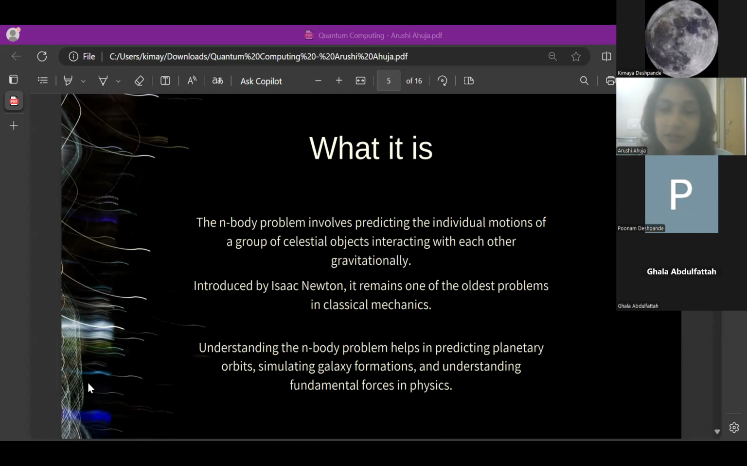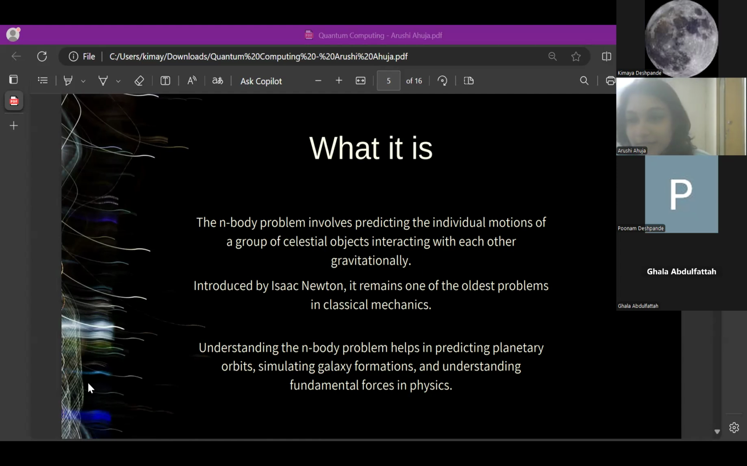So I'm also going to read off the slide a little so that you have some reference. The n-body problem was introduced by Isaac Newton, and it remains one of the oldest problems in classical mechanics. So physicists are still trying to figure out how to solve it, and they have referred to quantum computing as a potential solution.